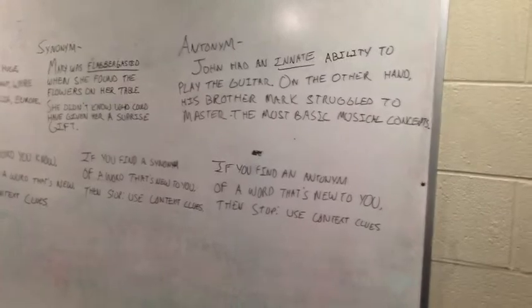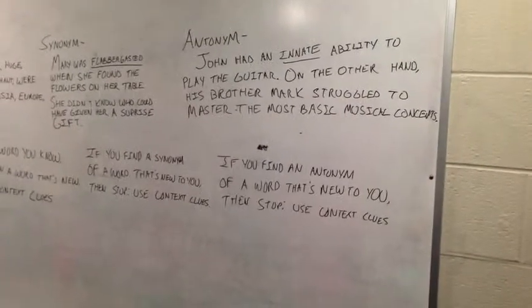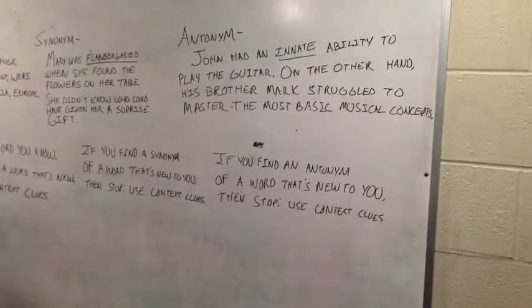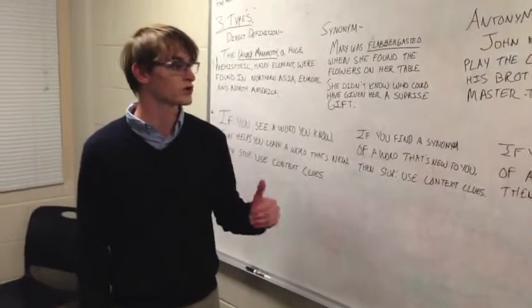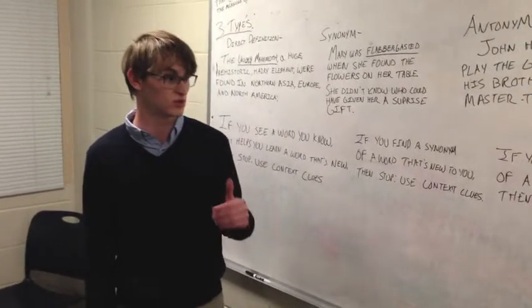And moving on, we have the third type of context clue, which is antonym context clues. This is the opposite of synonym context clues. This is where you find a word or a phrase that is the opposite of the word that you don't know. In this example, John had an innate ability to play the guitar. On the other hand, his brother Mark struggled to master the most basic musical concepts.